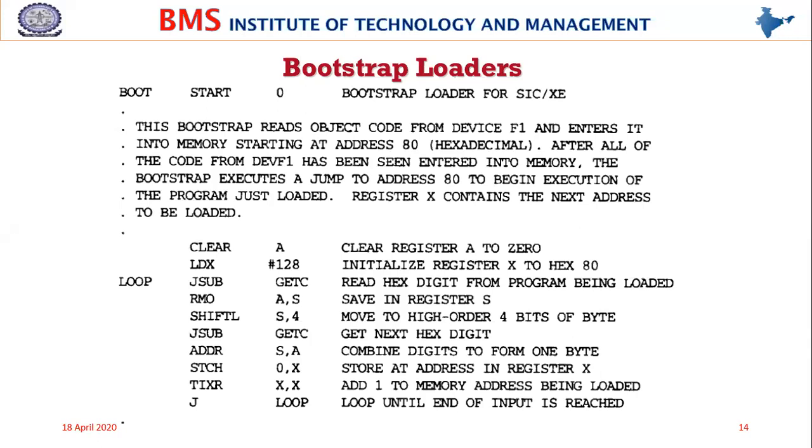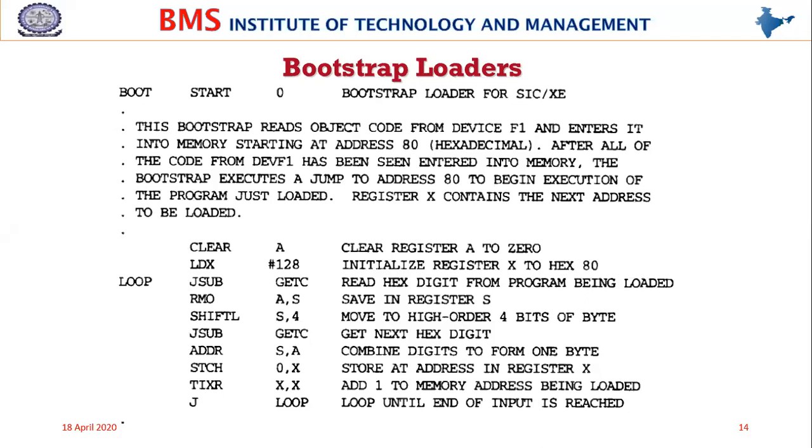Then immediately, unconditionally, we are jumping with JSUB getC, meaning we are calling the subroutine getC. This getC is responsible for getting the text records from the F1 device and checking whether it is 1 to 9, or A to F, or end of file, or less than 0. If it is less than 0, it should skip. If it is anything between 1 to 9 or A to F, it should give it back to our main program, and the main program will convert it into the hexadecimal character representation and then store.